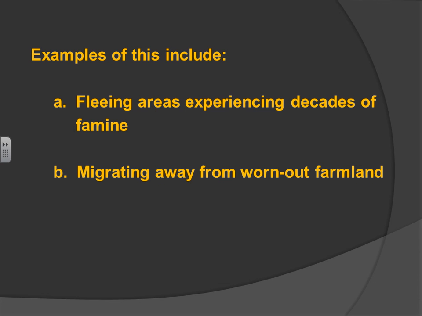B, migrating away from worn-out farmland. Some people in some areas don't have access to fertilizers and things like that. Or it may be that the fertilizers are so expensive they can't afford to buy them. That's not usually in this country, but in other countries. So as a result, they keep farming the same piece of land over, and after generations, that land just has no nutrients left in it.